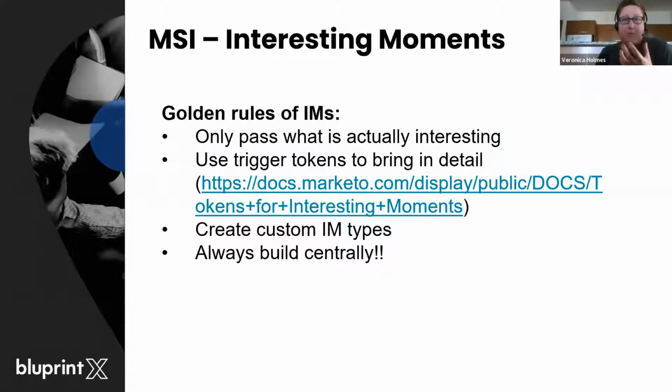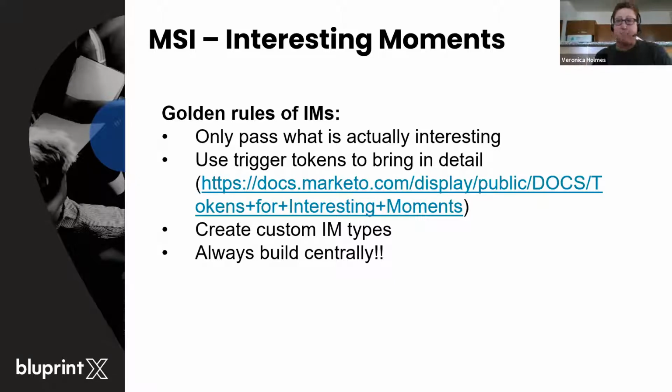So the whole idea is to build these centrally. When you're looking at interesting moments, whatever you do, don't spread your interesting moments willy-nilly all over your smart campaigns and programs, because A, you'll never be able to find them. And so you'll have random things popping up in Sales Insights on the CRM side that you're not controlling. And B, the next person who comes into your Marketo instance after you will want to shoot you.